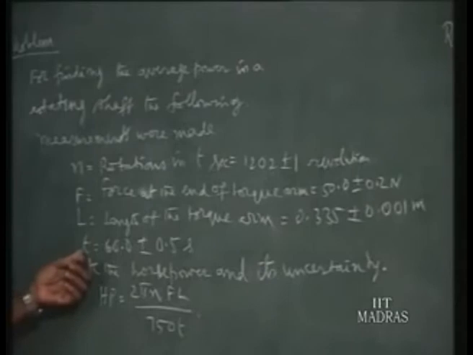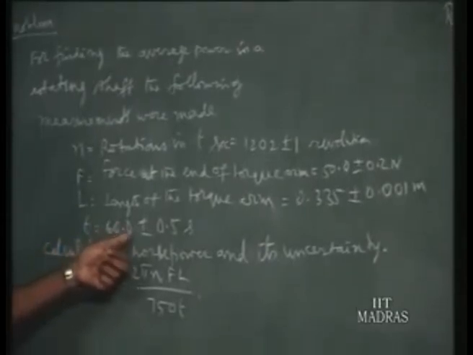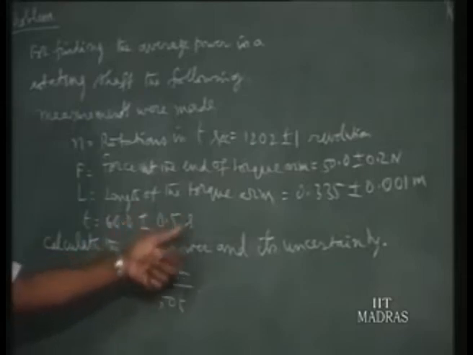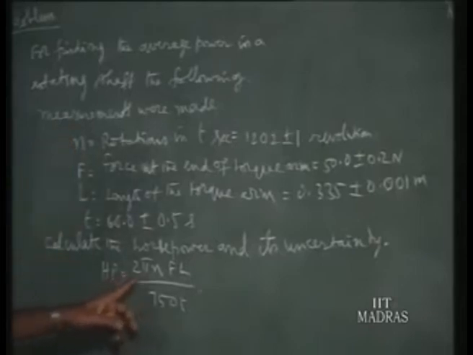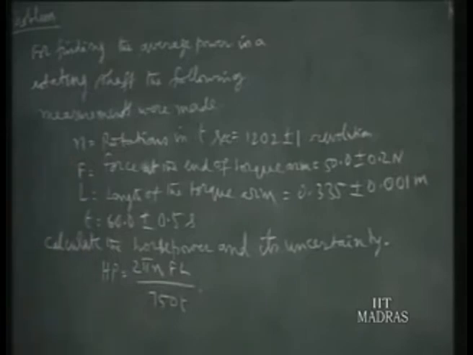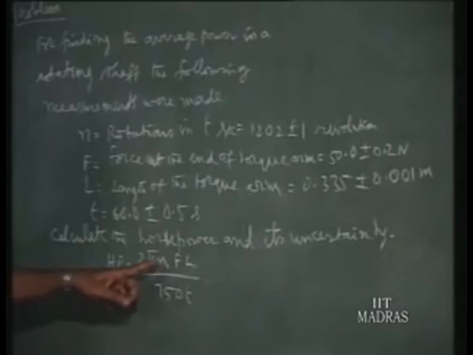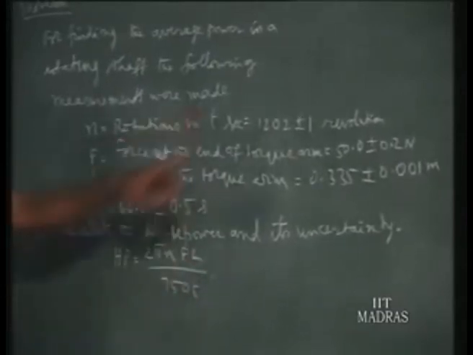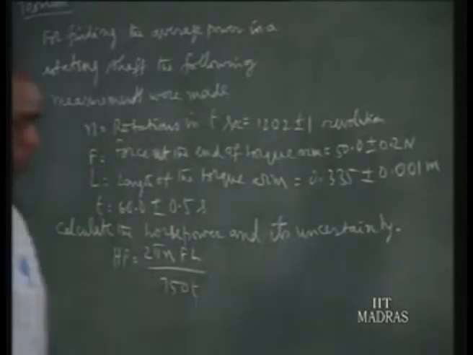And with the time piece we are measuring the time, 60.0 second plus or minus 0.5 second is the error of that time piece. So we have measured these quantities. With this we are going to compute the horsepower using this formula. In this case, what is the error of the horsepower? In measuring N, F, L, T we have got different errors, and what will be the error of the computed value horsepower, that is our problem.